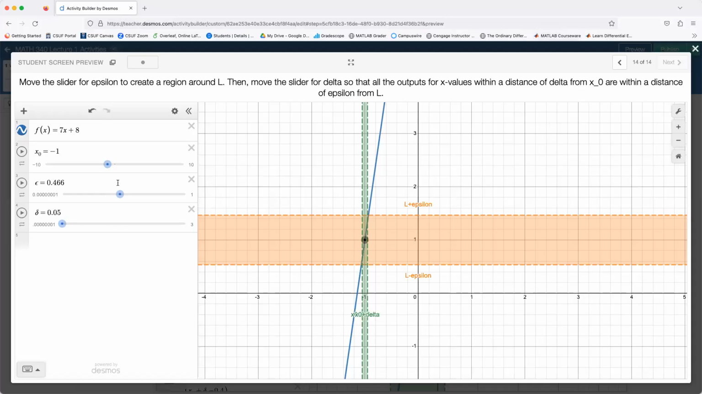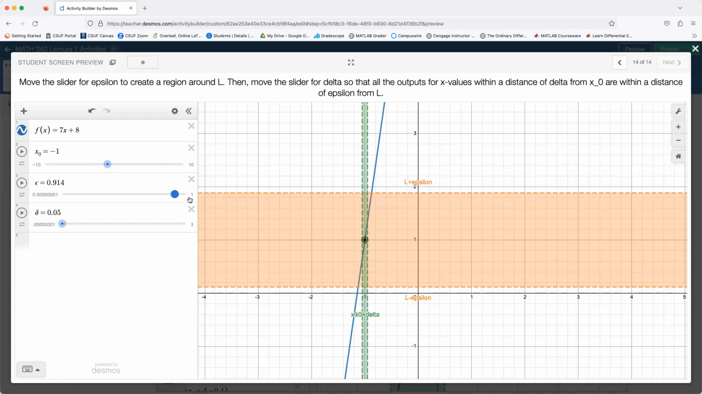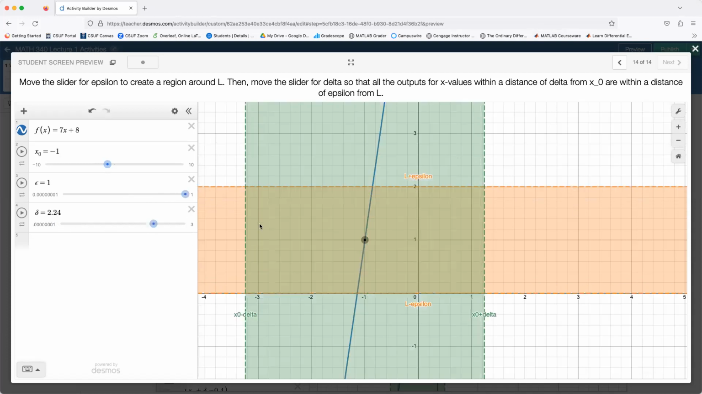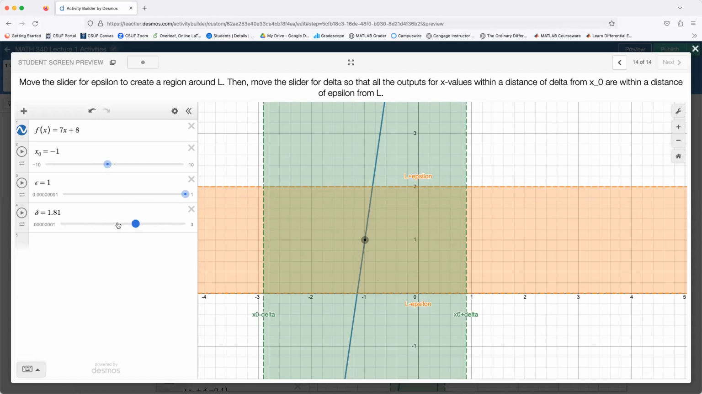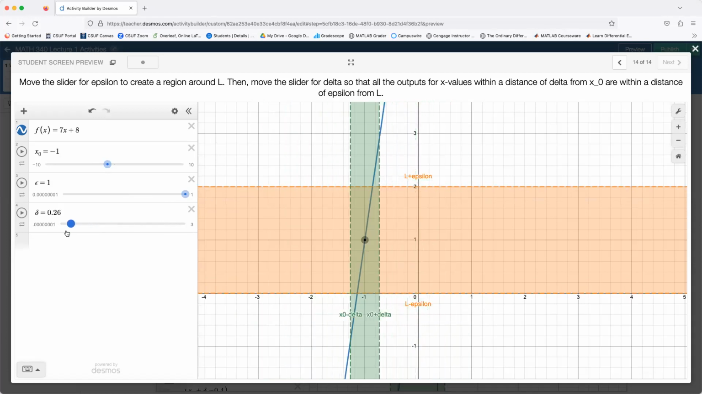Okay, so I'm back over at my activity here. So let's say epsilon is 1 here, and I'll pick a really big delta. Right now, this delta doesn't work because I have x values in my delta region whose output is way up here, outside. So I need to make delta smaller. Smaller, something like that. That works.